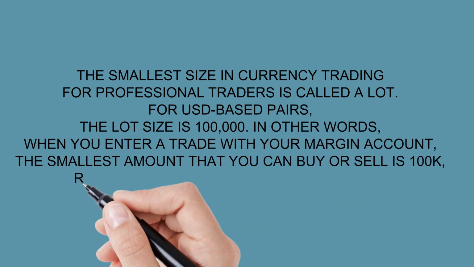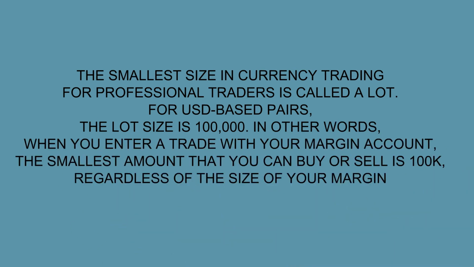The smallest size in currency trading for professional traders is called a lot. For USD-based pairs, the lot size is 100,000. In other words, when you enter a trade with your margin account, the smallest amount that you can buy or sell is 100K, regardless of the size of your margin.